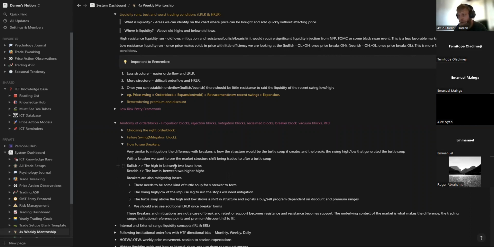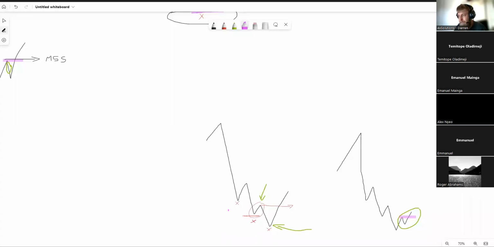The high in between two lower lows. We are right there. That's the high in between two lower lows. A lower low and a lower low, and the high in between the two lower lows. Right there, that is the breaker. That's how to see it.